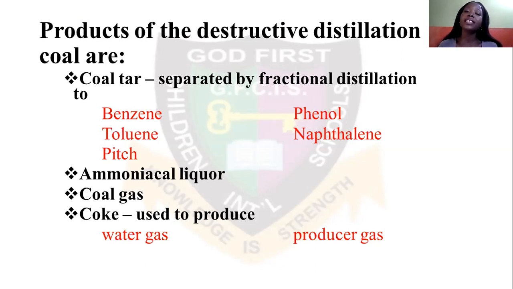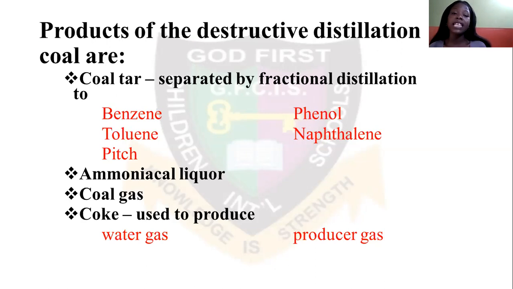But the byproduct of fractional distillation is pitch, which is used for road surfaces during road construction. Then you have naphthalene. Naphthalene is used in making mothballs, for example, what we call camphor. So naphthalene is used for making that, and then it's also used for making dyes.